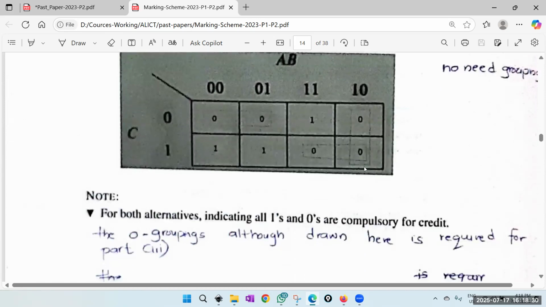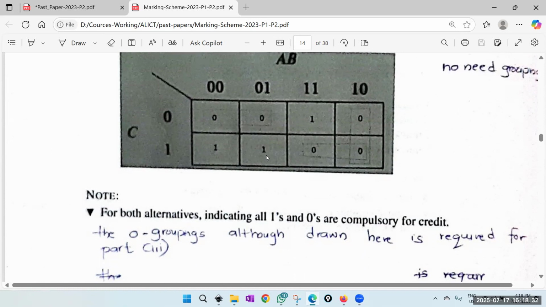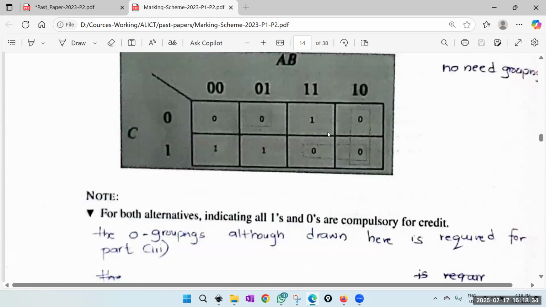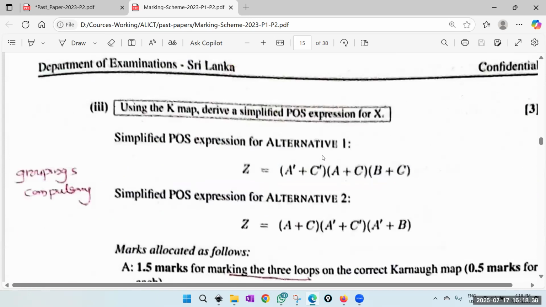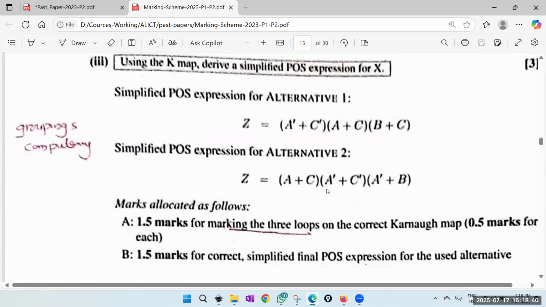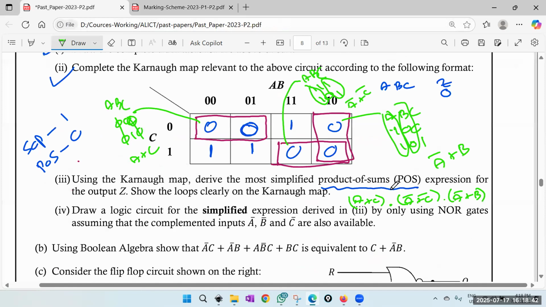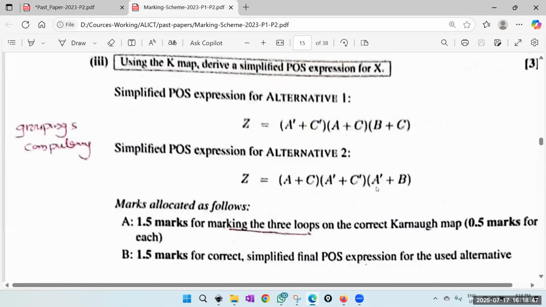So this is the other one. Okay. So actually, I took this approach. For this approach, what is the answer? Right. A plus C, A bar plus C bar, then A bar plus B. Right. So examiner has taken it as dash. That is fine. We just use it bar. So we got this answer. So therefore, we should get the full marks. You don't need more.